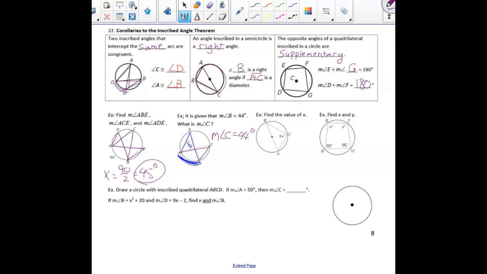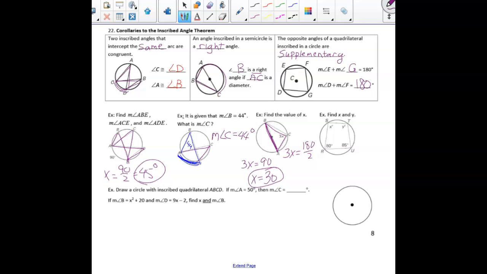Find the value of x. Well, look. There's the angle. This is the diameter. So that means that the semicircle is the arc. To find that, we're going to set up 3x equals 180 divided by 2. So 3x equals 90, and x equals 30.